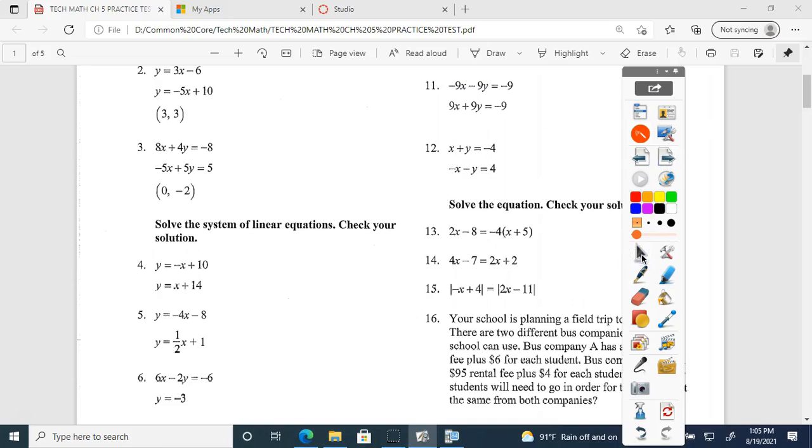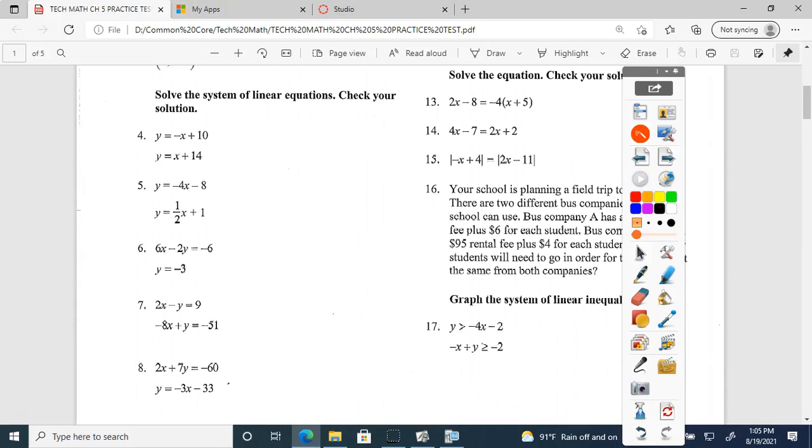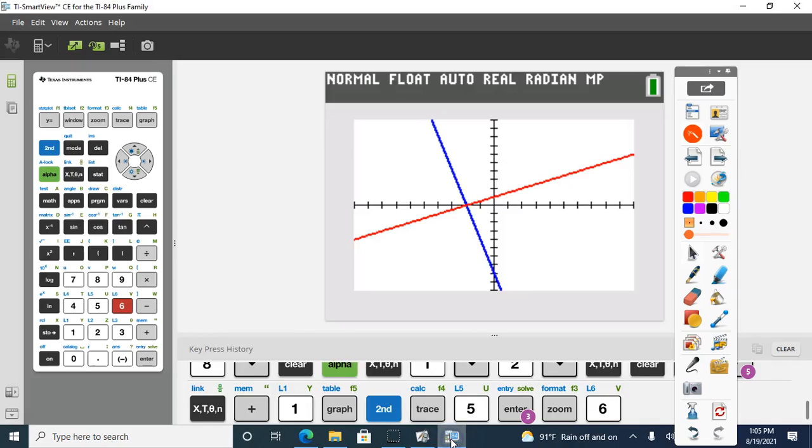Let's see here. 13, 14, and 15. Put it in the calculator. Again, I forgot to put the directions on there, but I will remind you tomorrow. It says solve the equation, check your solution. I'm allowing you to solve it with your calculator. Okay? So 13, 14, and 15, we're just going to put both sides of the equation into where? Into the calculator, into the y equals part.